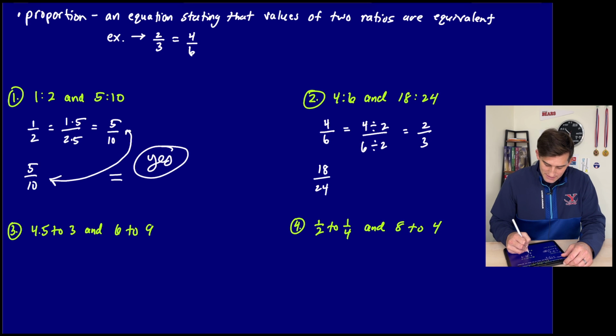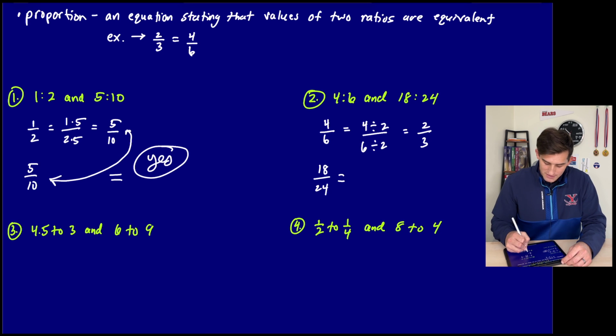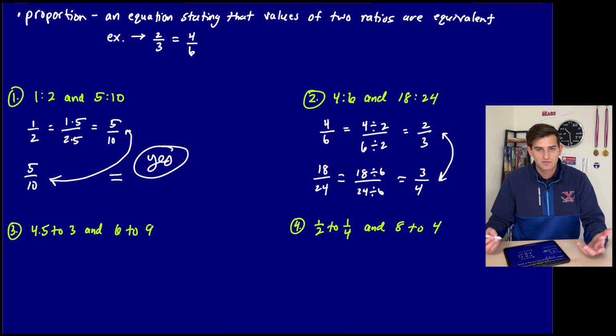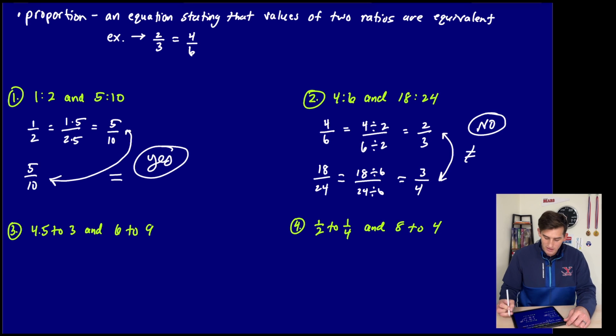So now let's look at 18/24. If I look at those two numbers, 18 and 24, my greatest common factor there would be 6. So let's divide both the top and the bottom by 6. So we have 18 divided by 6 and 24 divided by 6. That's going to give me 3/4. Now let's look at my two fractions here. Is 2/3 the same as 3/4? Well, no, it is not, right? Those are not equal to each other. So we're going to say no for number two. Those two ratios would not form a proportion.